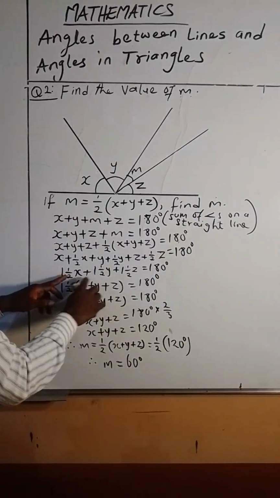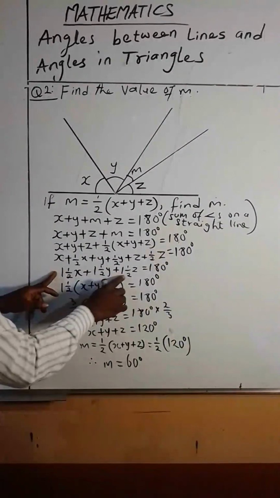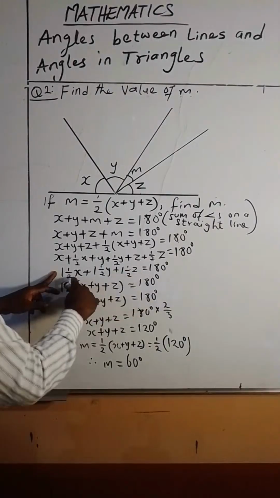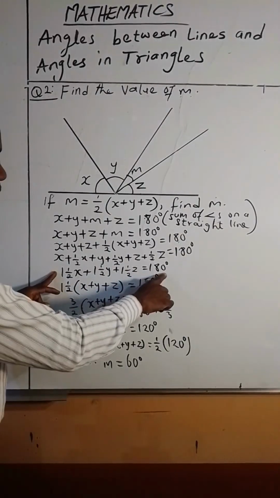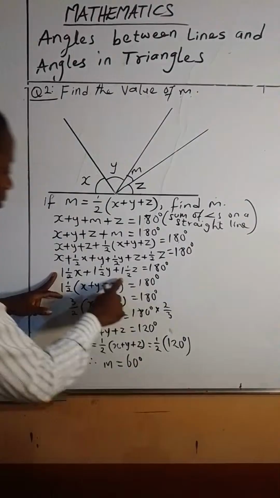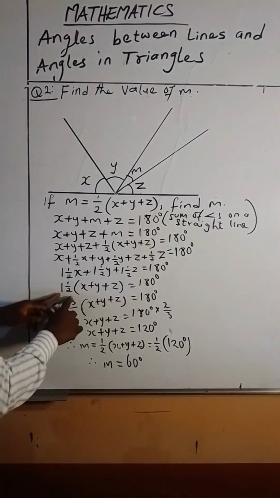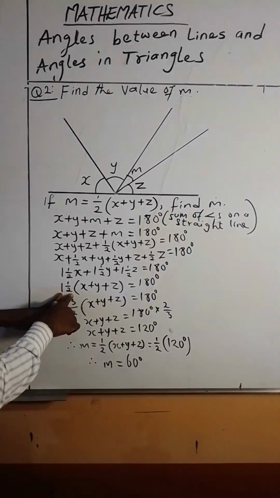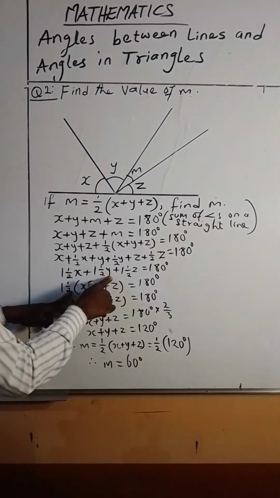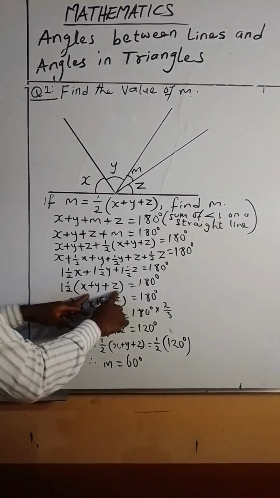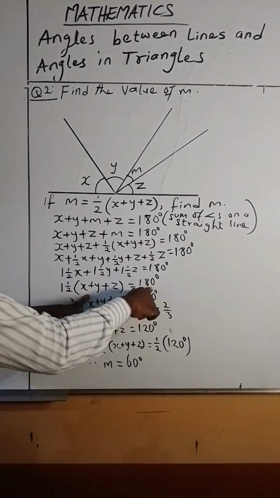So it means we have 1/2 of each of the variables left after substitution, and that adds up to give 180 degrees. Then if we factorize the expression, we have 1/2 brought out here. Then we are left with x plus y plus z inside the bracket. This is equal to 180 degrees.